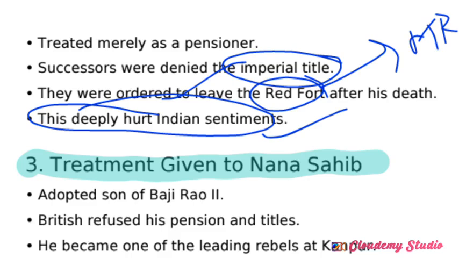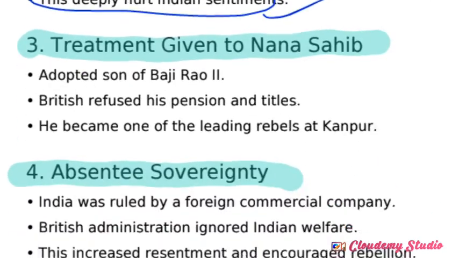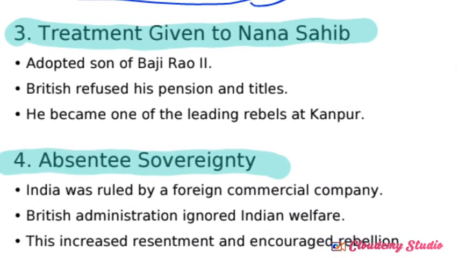So the third political cause was the treatment given to Nana Sahib. So what about that treatment? Who was Nana Sahib? He was the adopted son of Baji Rao II. This is important. All the Peshwas were getting a pension from the British. So the British granted the pension amount.